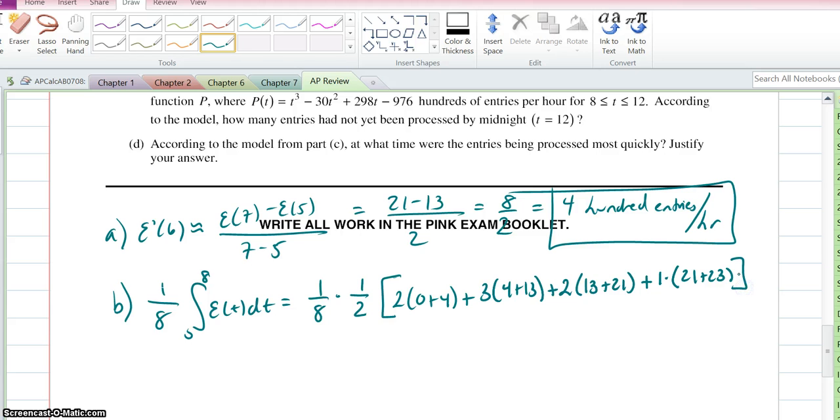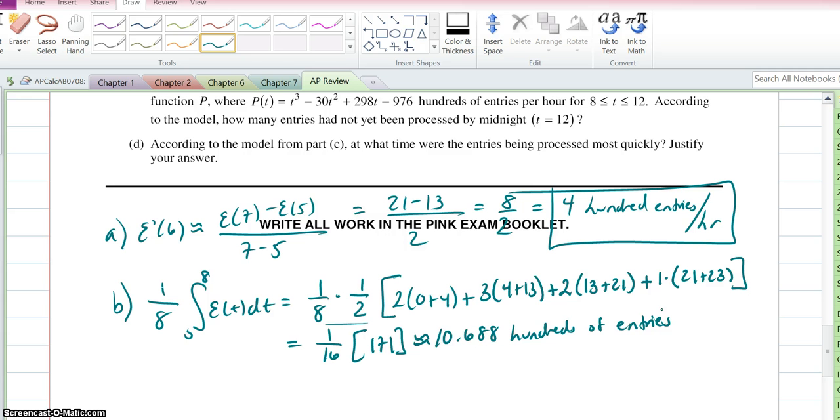Okay, at this point, this is where your calculator comes in. You get 1 over 16 out front when you multiply those two, and you get 171 when you add up all these numbers. And so when you divide that, you get 10.688 when you round it, and again, that's an approximation. And this will be hundreds of entries.